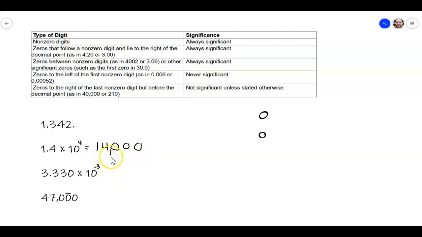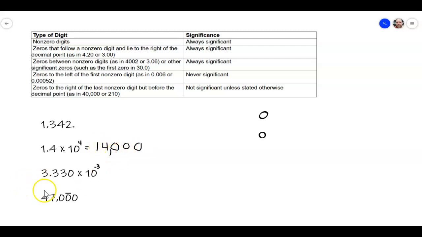And I will see that even though these zeros are not significant, I still add them here when I take it out of scientific notation. And this is precise to the thousands place. The rightmost significant digit is the thousands place here. This is the ones, tens, hundreds, thousands place, and the 4 is my rightmost significant digit.